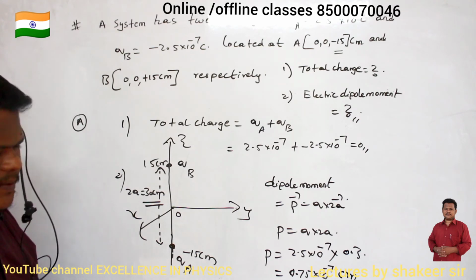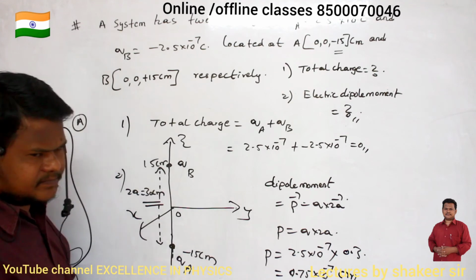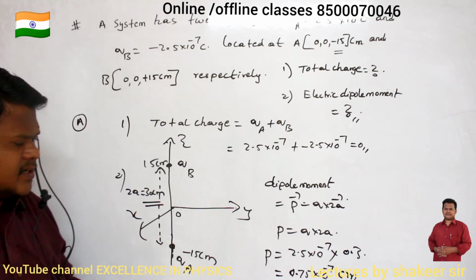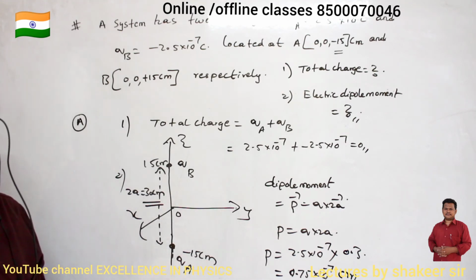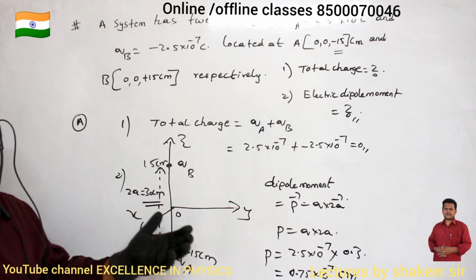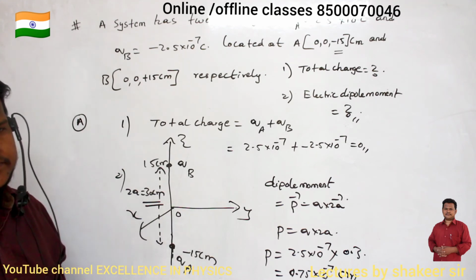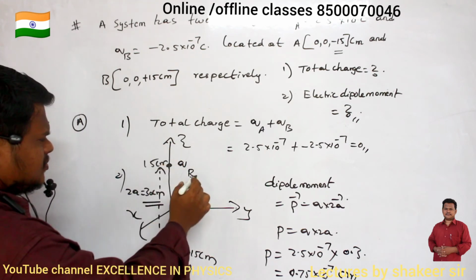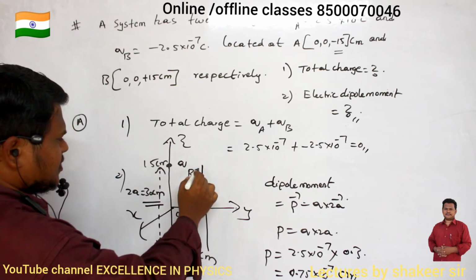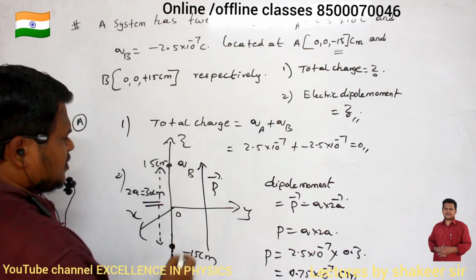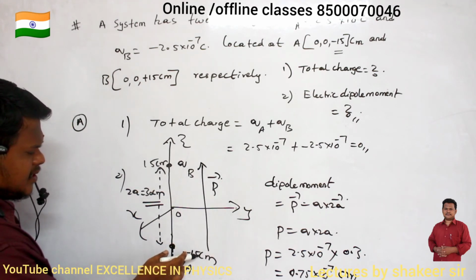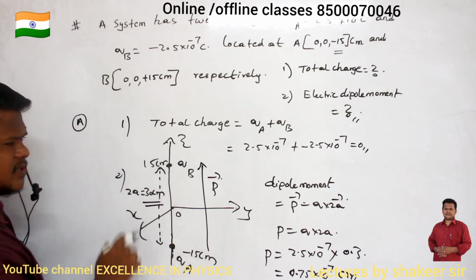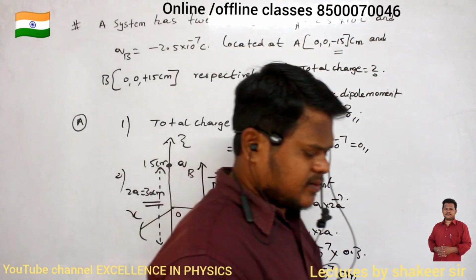Are you able to understand? Now what about direction? In which direction is this dipole moment? Dipole moment is always directed from the negative charge to the positive charge. This is the direction of the dipole moment. Make a note of this.